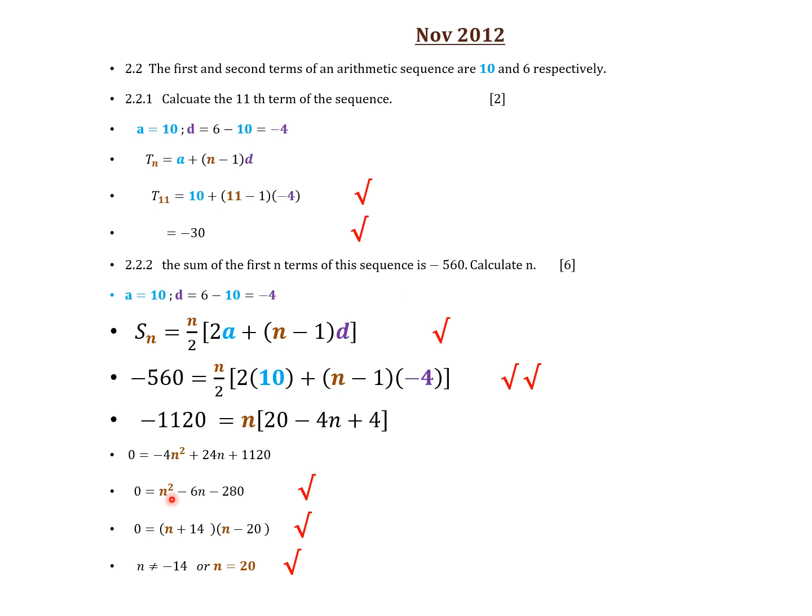Factors there, n squared is n times n. Factors of 280, negative 20 times 14 gives me negative 280, but negative 20 plus 14 gives me negative 6. So n cannot equal negative 14. Remember, n must be an element of natural numbers, so n equals 20. Alright, let's look at the next exam question.